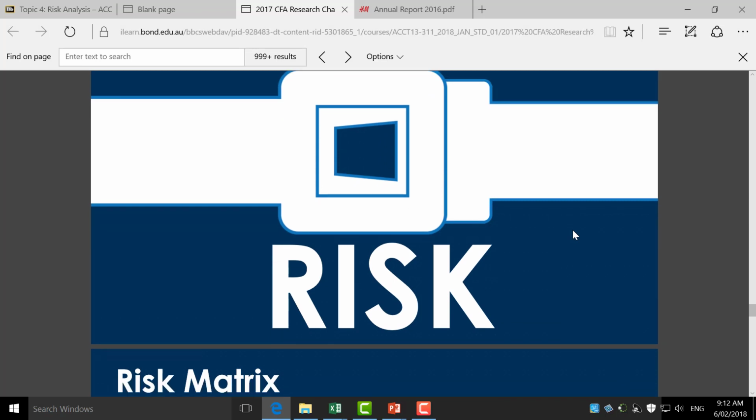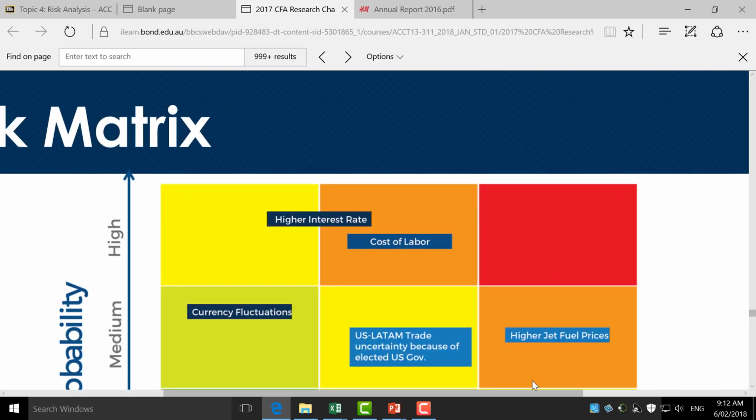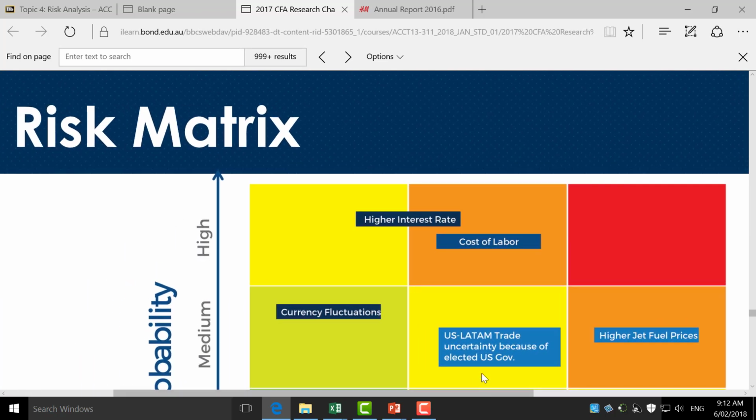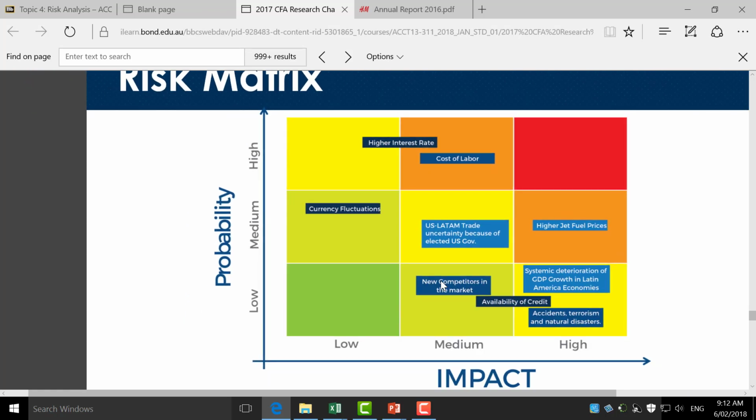Part of the report is risk, and that is essentially trying to classify and identify all the various risks that the company is exposed to. Generally speaking, the best way to provide an overview of this is by doing something like this. This is called the risk matrix, and it's really just trying to plot all the identified risks according to the probability and the impact. So what is the impact on the company and how probable is it that this will happen?